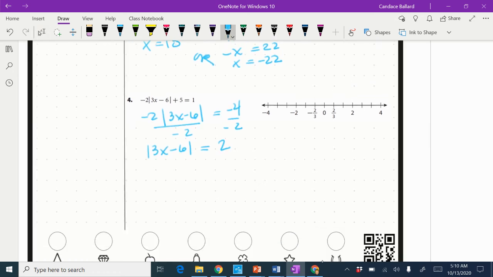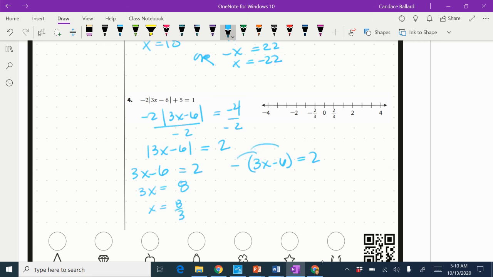Now I'm going to split it because we're just down to absolute value. So I split it into a positive expression and a negative expression. Again, we put parentheses around the negative one because we're going to have a distribute there, because the negative affects both terms. So I'm going to add the 6. So I get 3x equals 8. So divide by 3. So x equals 8/3.